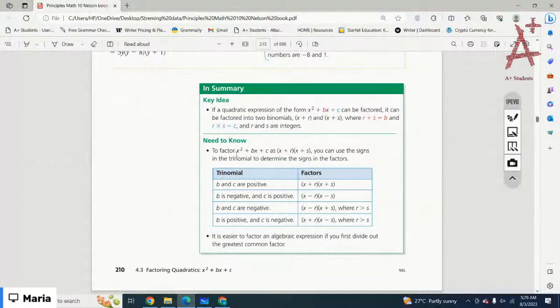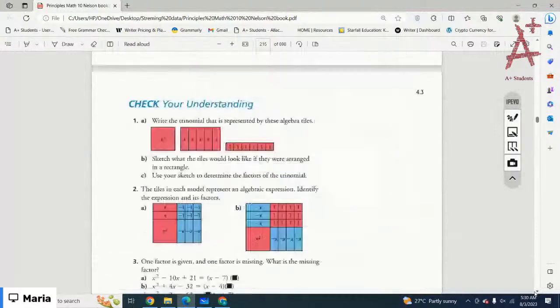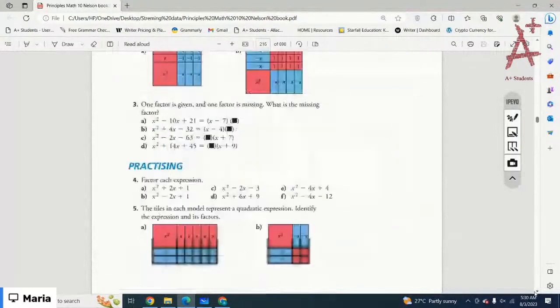To factor x square plus bx plus c as x plus r, x plus s, you can use the signs in the trinomial to determine the signs in the factors. B and c are positive if both r and s are positive, right? If b and c are negative, r is negative and s is positive. Let's just do a practice question. We can use this table, then you can understand, right?